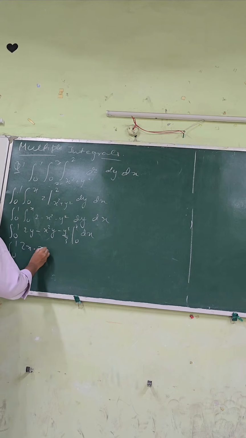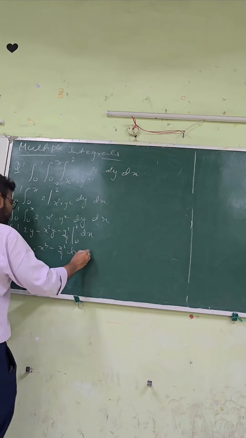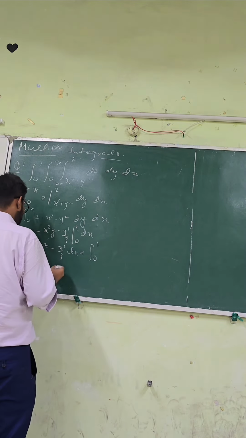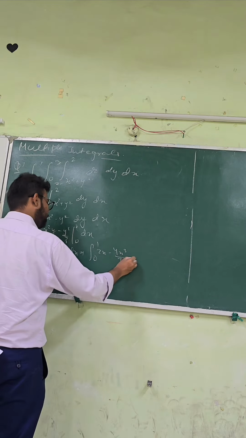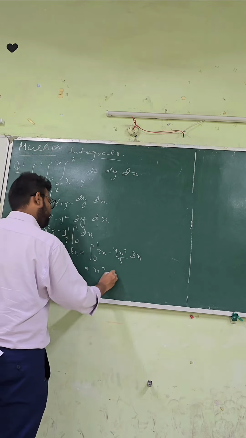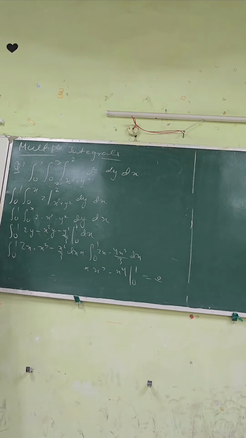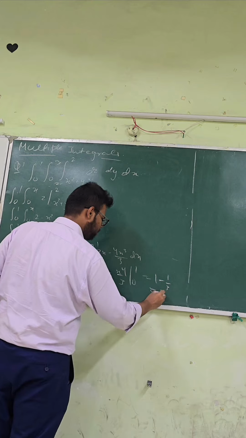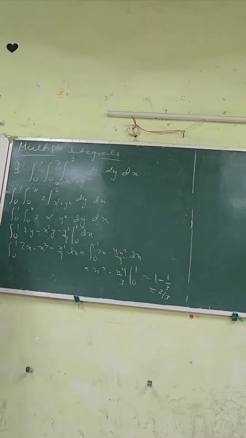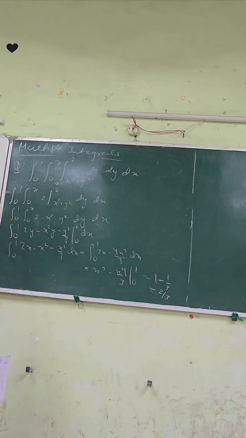So 2x minus x square and x cube, since it is x, minus x cube by 3 dx. The integral from 0 to 1 of 2x minus 4x cube by 3 dx, you can evaluate. You get x square minus x to the power 4 by 3, from 0 to 1, and this is equal to 1 minus 1 by 3, which is 2 by 3. I hope the answer is correct, I don't know, but this is the method, okay? Right.